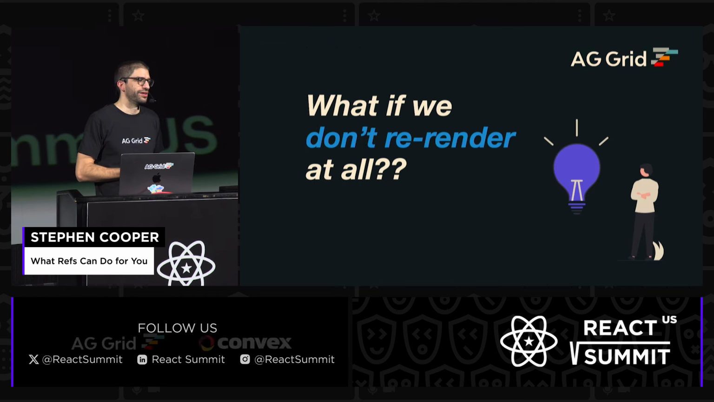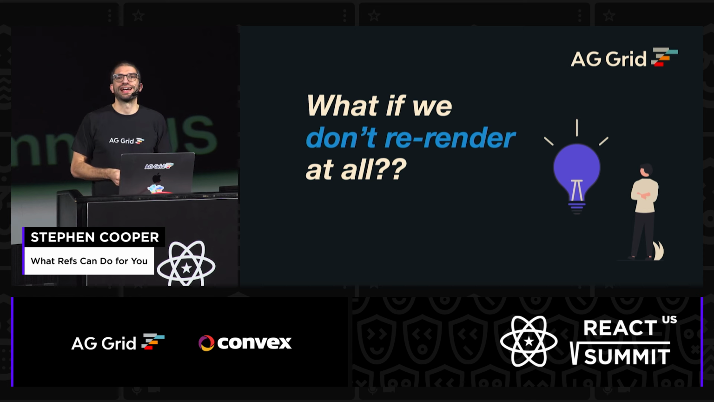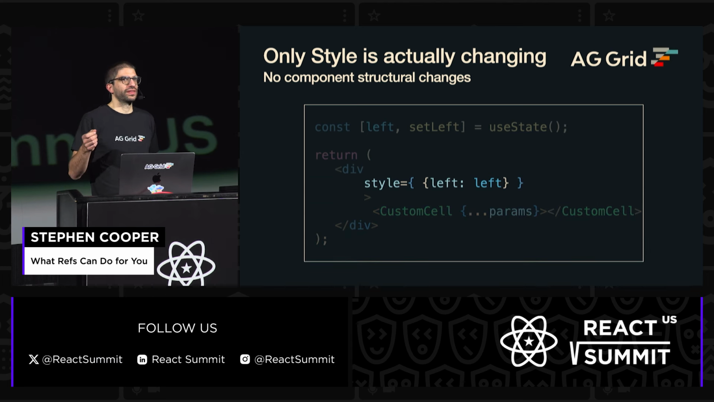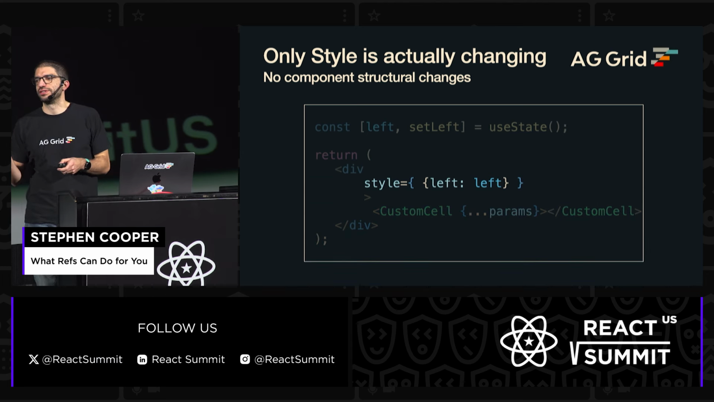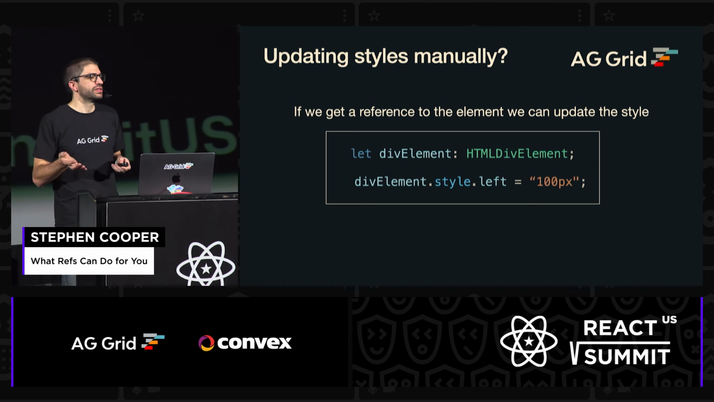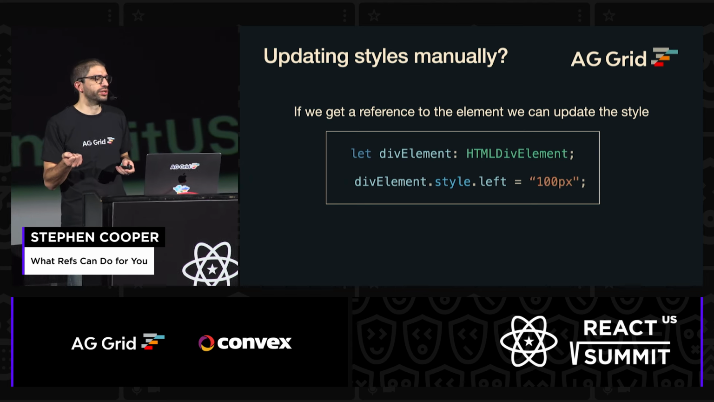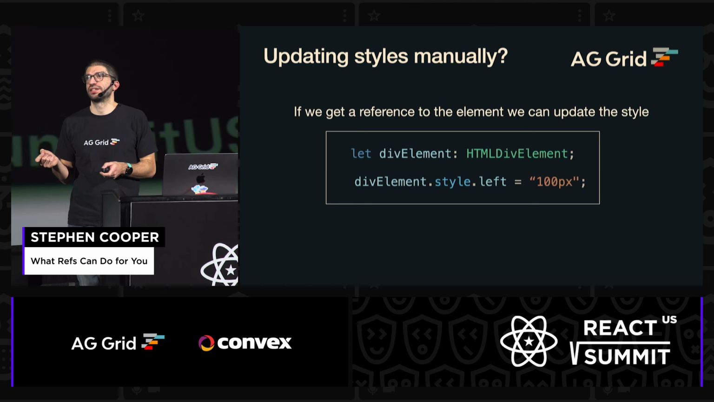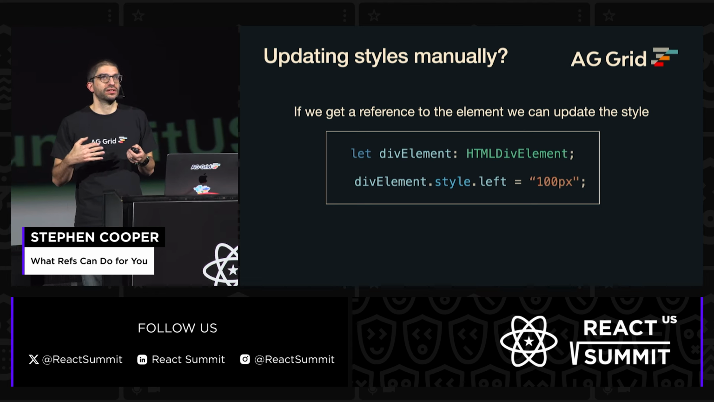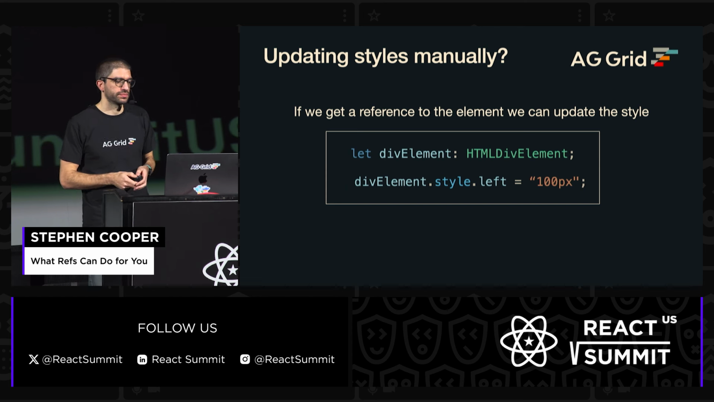So, as I said, what if we don't re-render at all? Now, to think about this, if we look at the component again that we had, the only thing that we were changing when we're moving the columns around is actually a style position. It's just this left position. So can we actually update this manually? If we had a reference to the div element, we could actually set the left property ourselves, because under the hood, that's all React is going to end up doing, because that's the only thing that we have changed between those renders. So what if we do it ourselves?